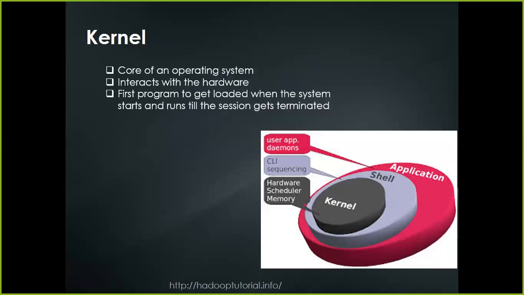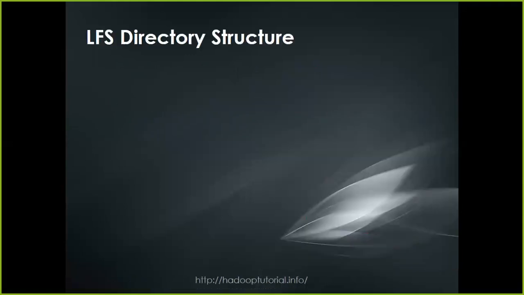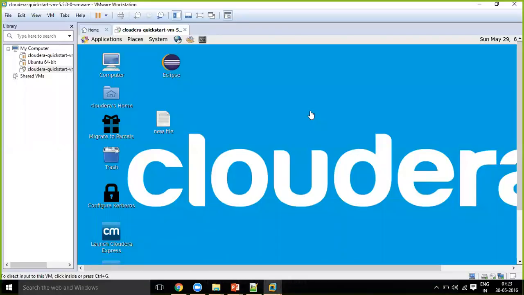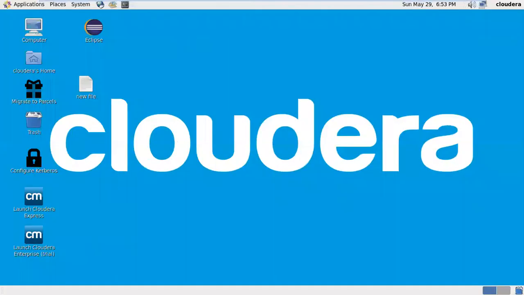Okay, so the kernel is nothing but the core of an operating system, which interacts with the hardware. It is the first program to get loaded when the system starts, and it is the last program when it gets terminated. Okay, so now let's understand the file system as well, the directory structure. So this is my Cloudera QuickStart VM 5.5.